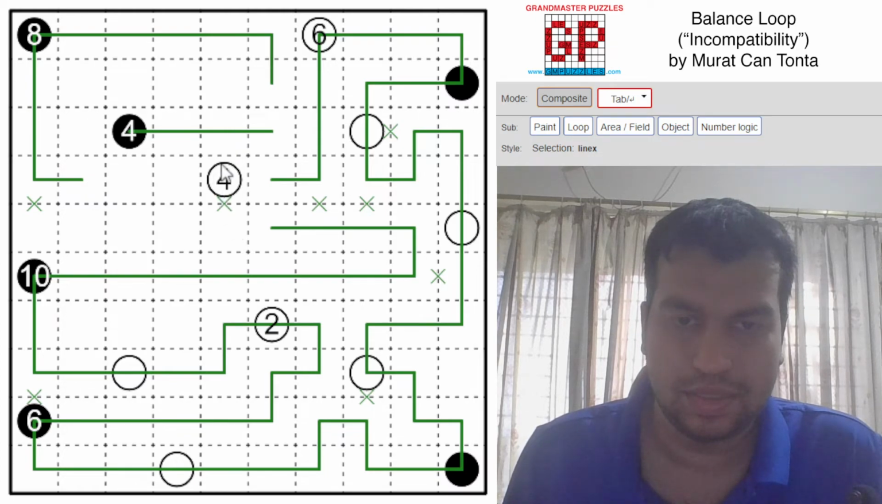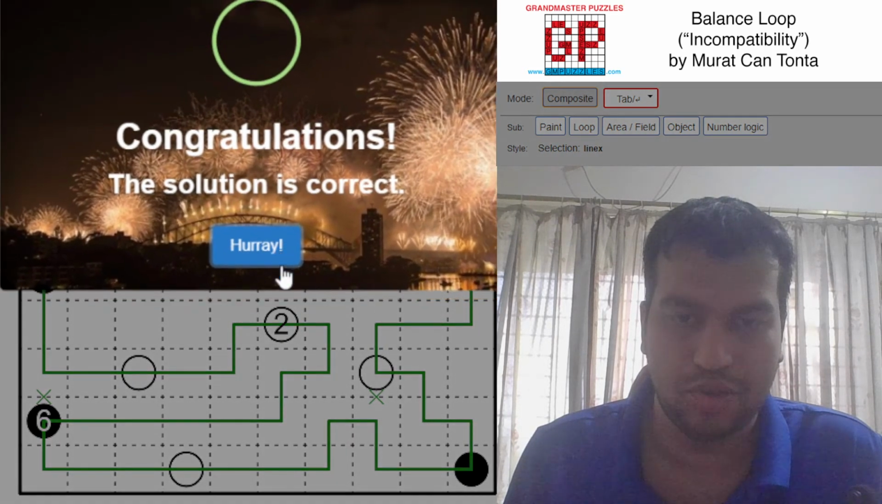That forces this 4 clue. It can't go down, can't go up, so it's a horizontal line. Now this part of the loop can't close, the top left part, and that just finishes the loop like this.